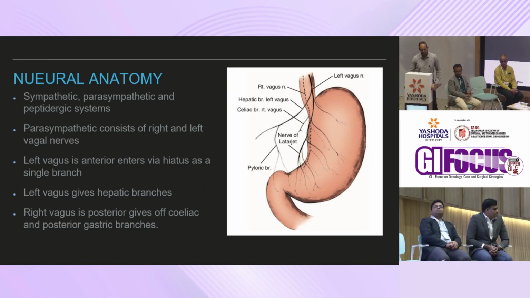The left vagus gives off hepatic branches, which are seen in the gastrohepatic ligament along with the accessory left hepatic artery. And there are the nerves of Latarjet that are from the left vagus. The posterior vagus mainly gives off branches to the celiac axis.